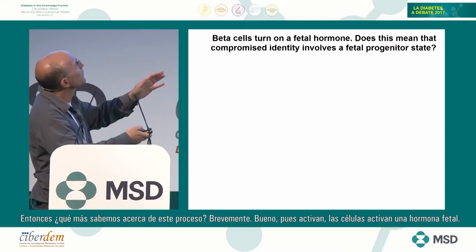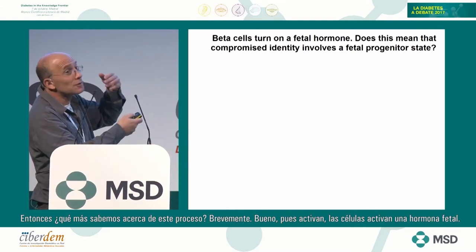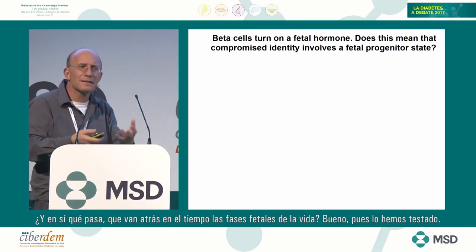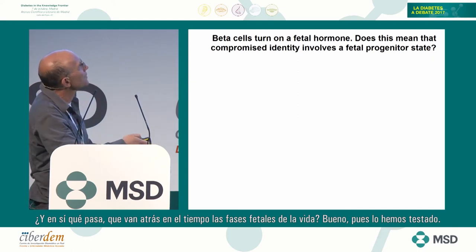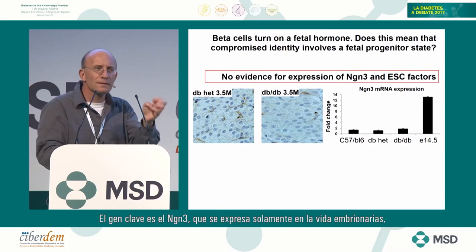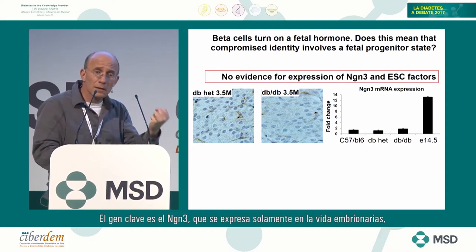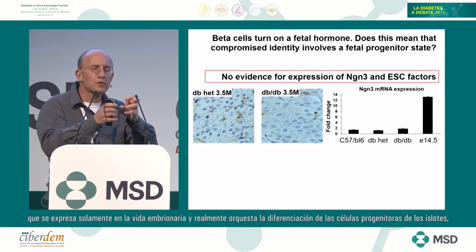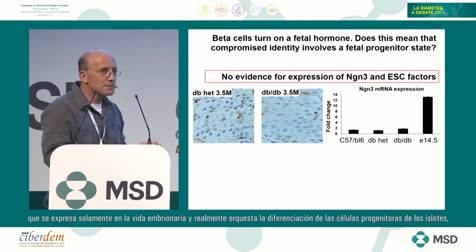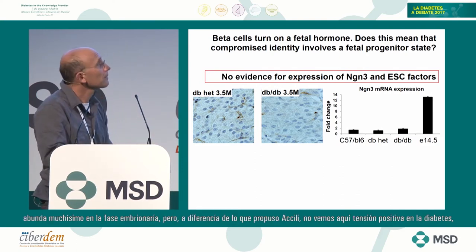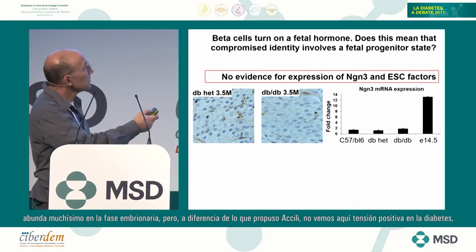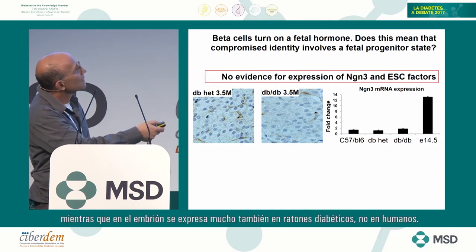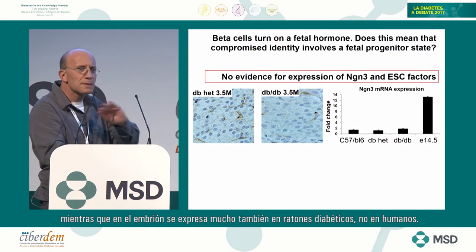What else do we know about this process? Very briefly, the cells turn on a fetal hormone in diabetes. Does this really mean that they go back in time to fetal-like gene expression? So we tested that. The key gene here is neurogenin 3, a transcription factor that is expressed only in embryonic life and is really orchestrating the differentiation of islet progenitor cells to the different hormone cell types. Very abundant in embryonic development. But unlike what was proposed by Mimo Achilli, we see no staining for NGN3 in diabetes. While in the embryo it's highly expressed, in diabetic mice and also humans we see no evidence for that.